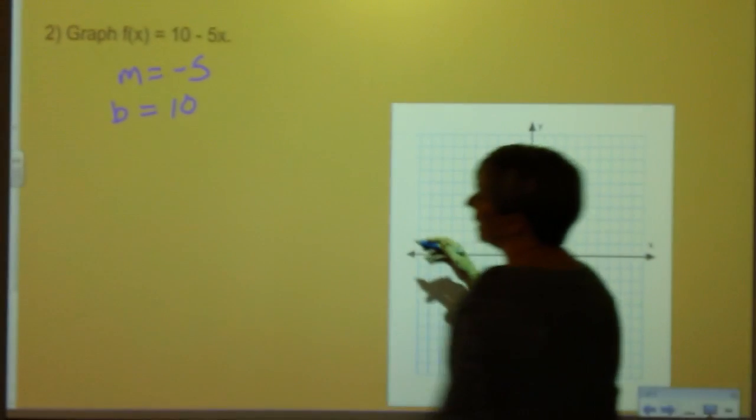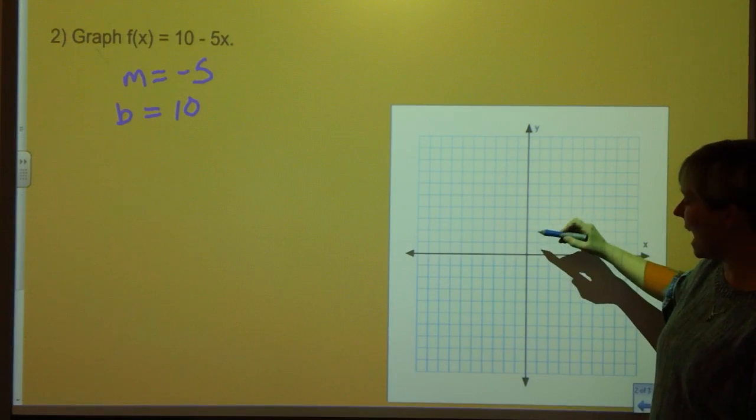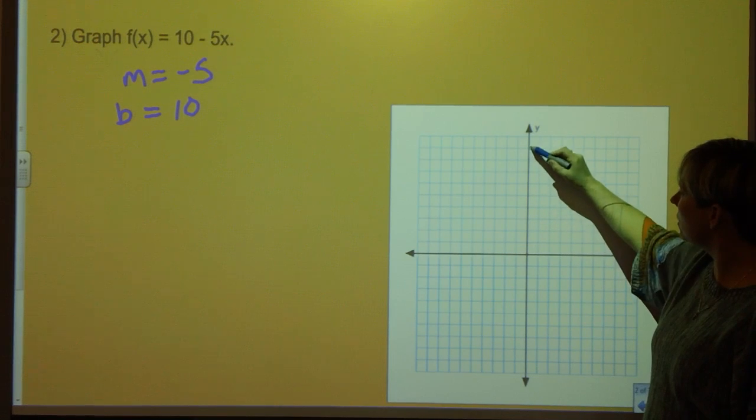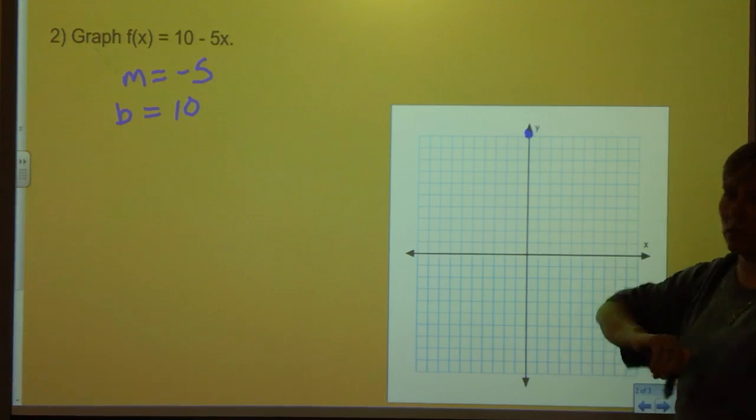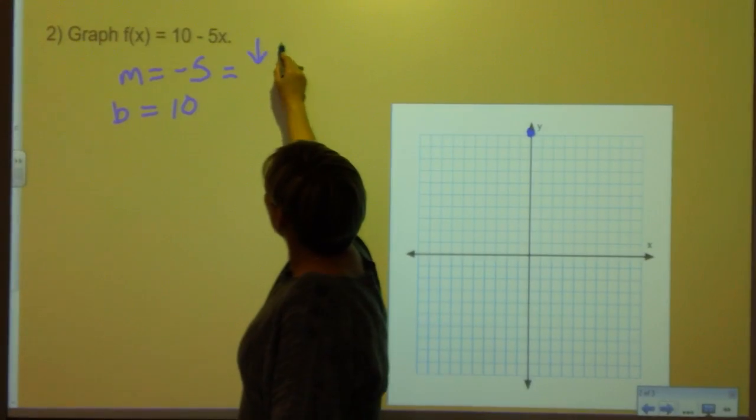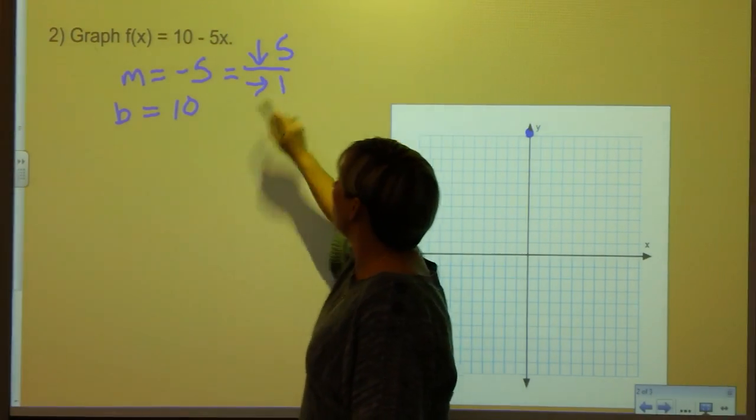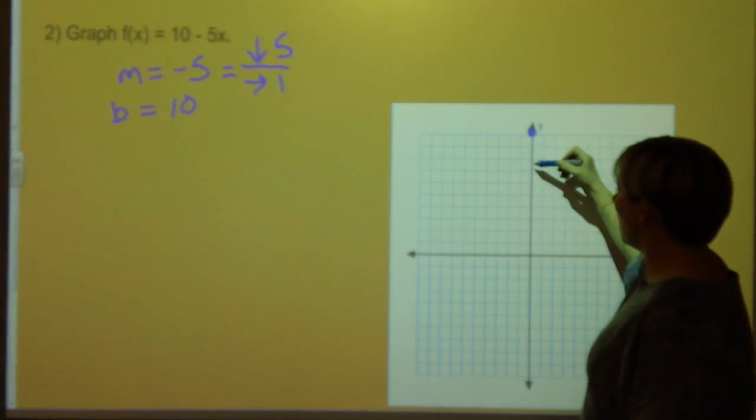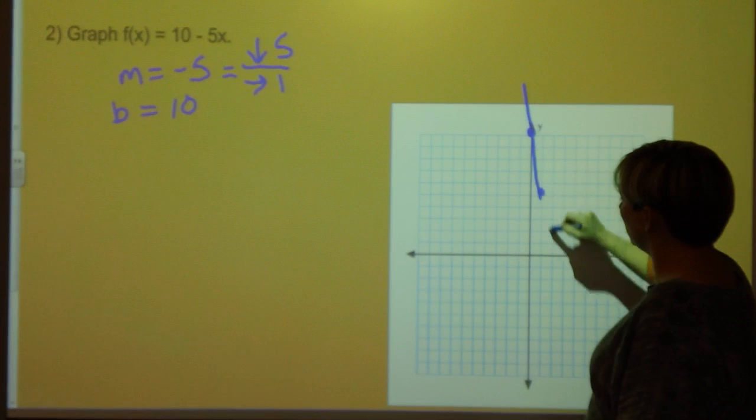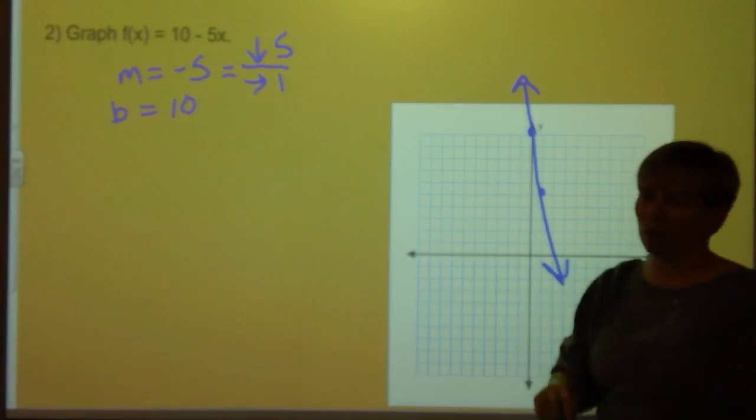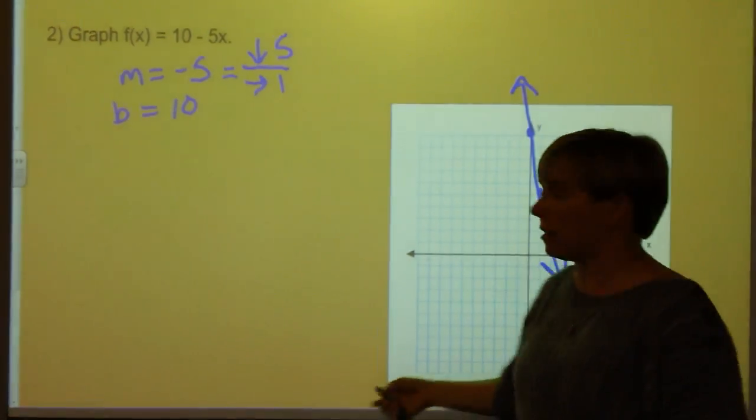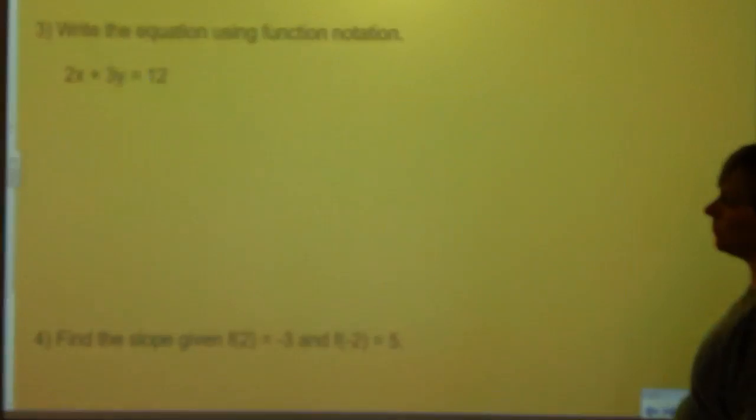So I'm going to start with my y-intercept. I'm going to go over here on my graph, and I'm going to graph 10 on my y-axis. And then my slope of negative 5 means I'm going to go down 5 to the right 1. So from here, I'm going to go down 5 to the right 1. And then connect my line. The graphing with function notation doesn't change anything. It just looks a little different.